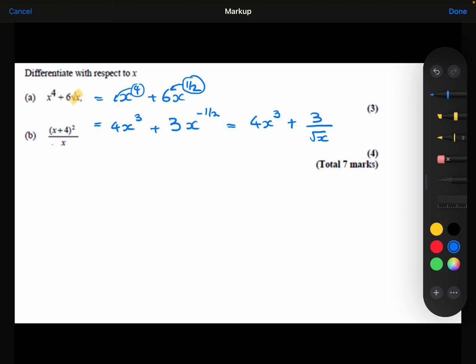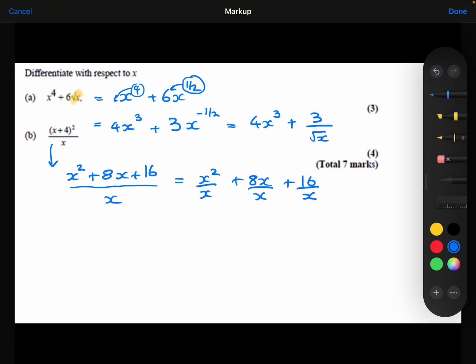Part B. Again, we're going to have to rewrite this in a form where we can differentiate it. So first thing I'm going to do is expand those brackets. So I get x squared plus 8x plus 16, and all of this needs to be divided by x. I'm now going to divide each of these terms by x. So I've got the x squared divided by x, I've got the 8x divided by x, and I've got the 16 divided by x.